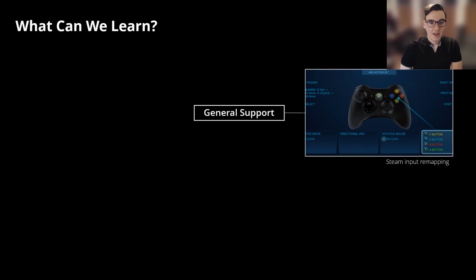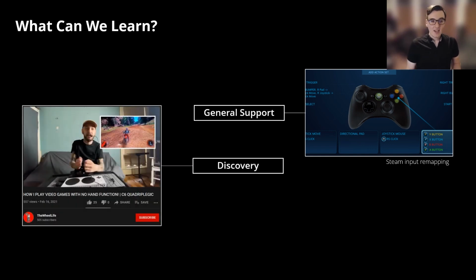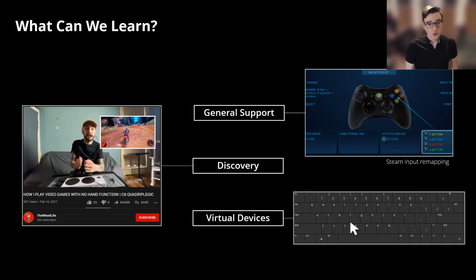So there are 3 primary takeaways from this analysis. In terms of general support, designers need to design their apps to accommodate a wide variety of hardware and combinations, especially including options for remapping like you see here, which is the Steam layout screen. Next, discovery. Tools to help users discover and implement multi-device configurations will make a significant difference to a system's usability. And finally, many users reported using virtual devices like a software keyboard to supplement real ones. Researchers need to consider virtual devices as a meaningful part of future device spaces.